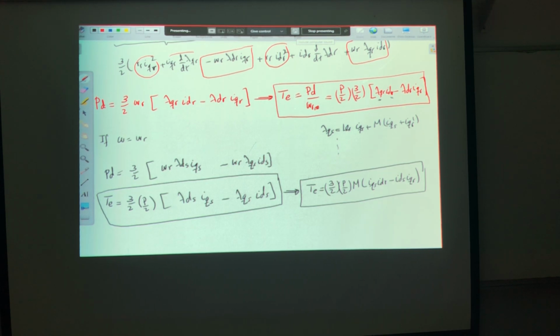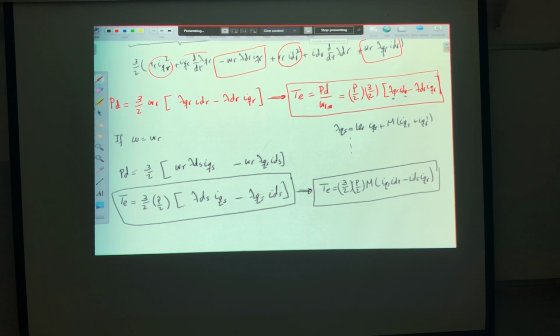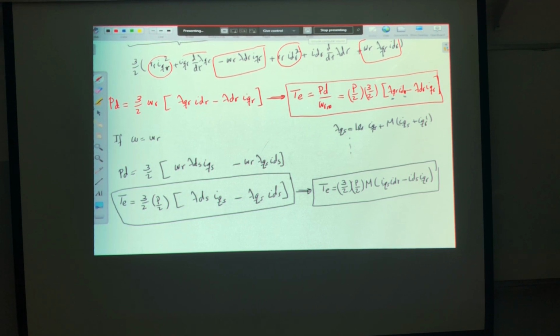Reference frame, Clark and Park. There are two reference frames. The famous one is the Clark transformation, and there is the Park transformation. One goes from ABC to alpha beta, and the second from alpha beta to DQ. Someone says I will propose a transformation which is power invariant, with a scaling factor. Someone says no, I will use amplitude invariant, with the 3 over 2 factor.